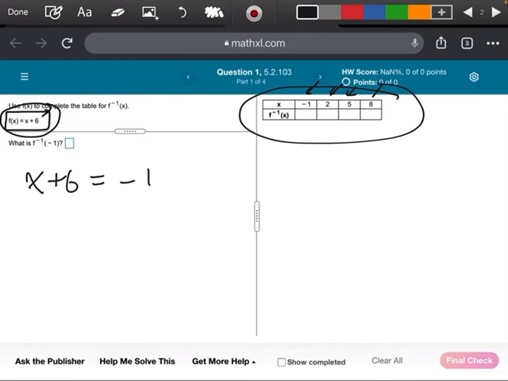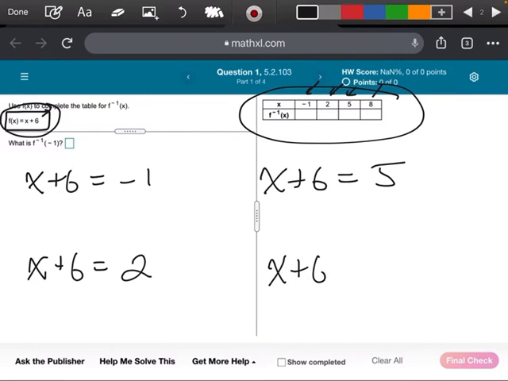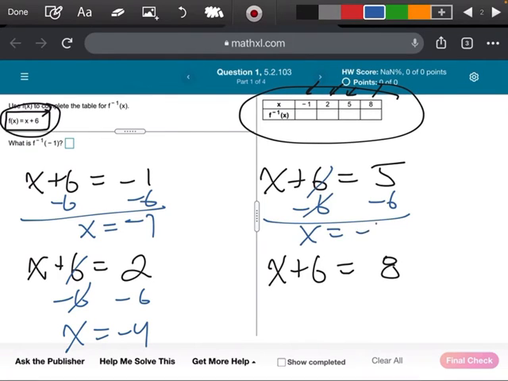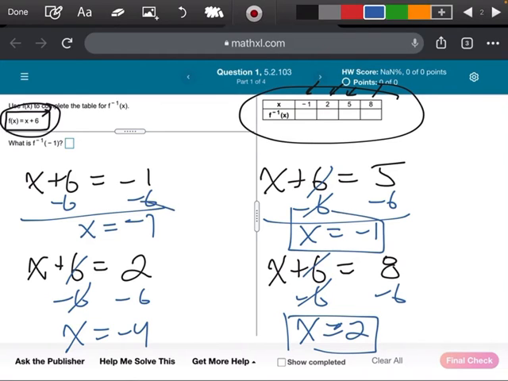So what I'm going to do is set x plus 6 equal to -1, x plus 6 equal to 2, x plus 6 equal to 5, and x plus 6 equal to 8. In each one of these cases, I'm going to subtract 6 from both sides. I'm going to end up with x equal to -7, then x equals -4, then x equals -1, and then x is equal to 2.